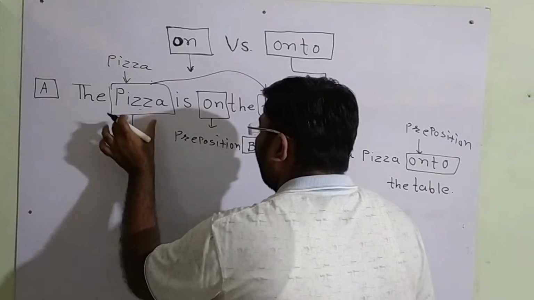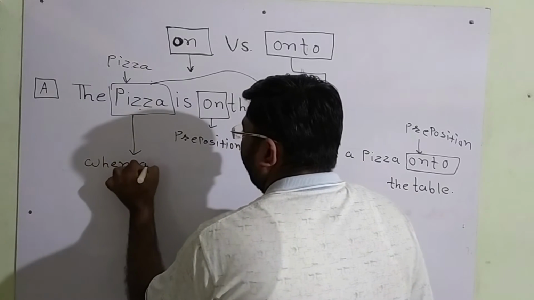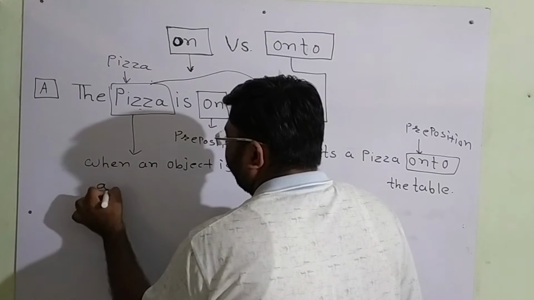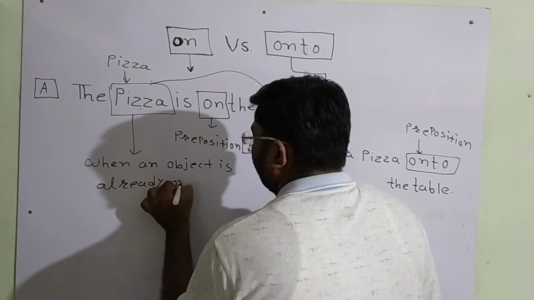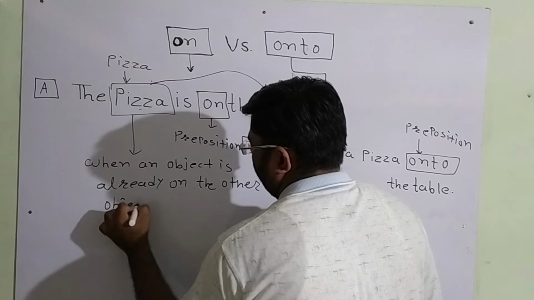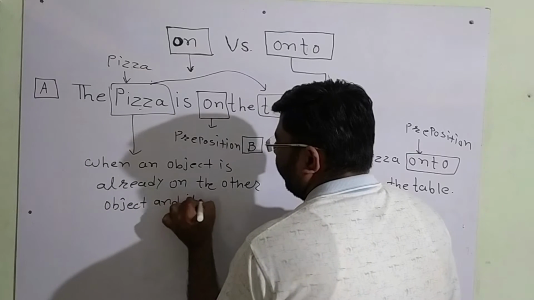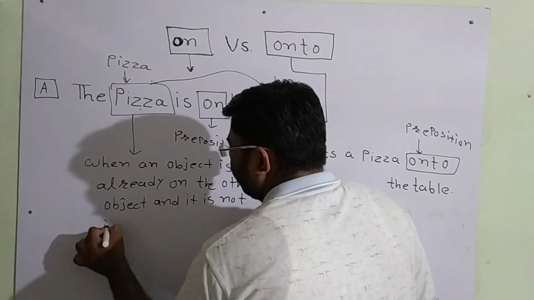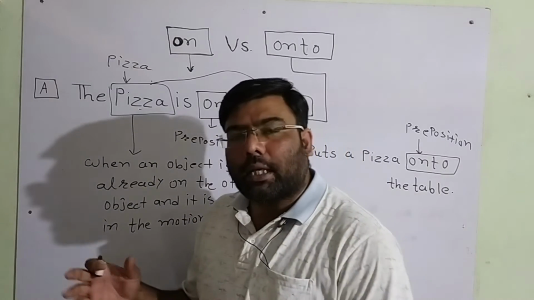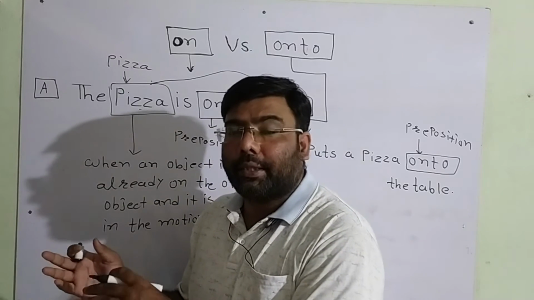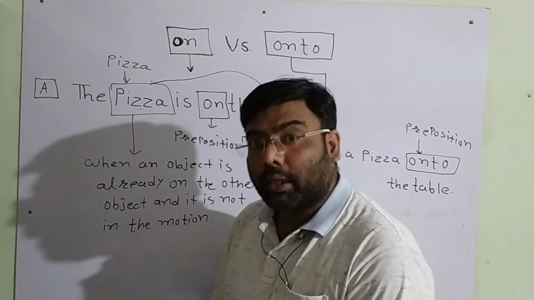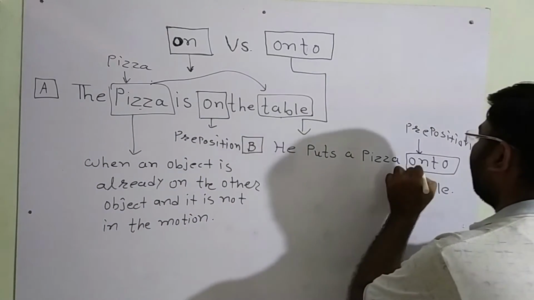So we use the preposition on when an object is already on the other object and it is not in motion. So when things are already on the other surface and they are not moving, in that case we use the preposition on. On the other hand, we have the preposition onto.